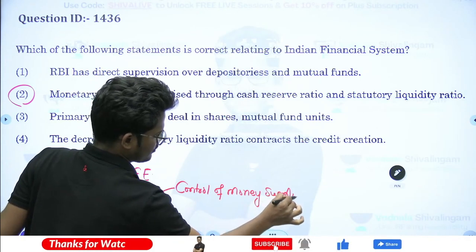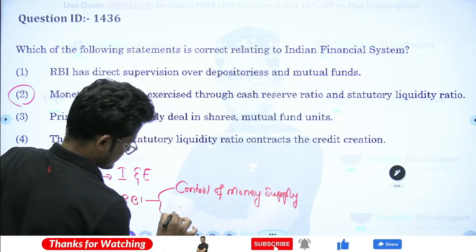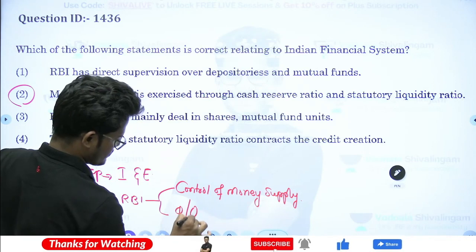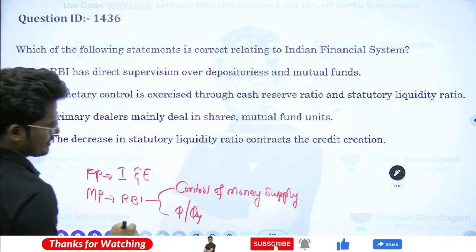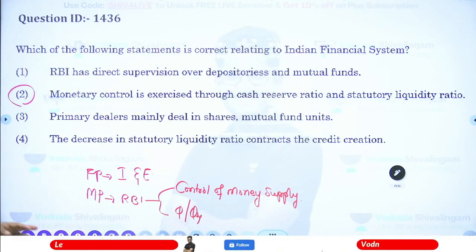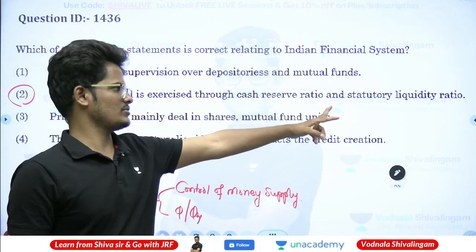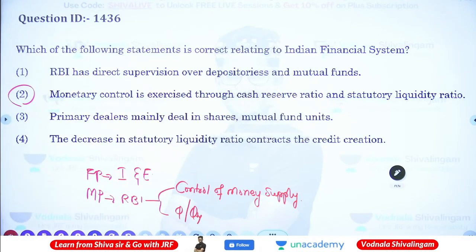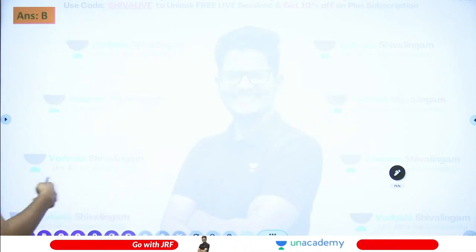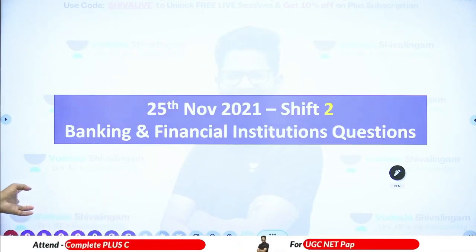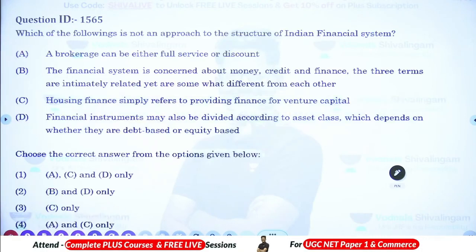For this control, they put 2 types of measures. One is qualitative, the second is quantitative measures. So money control is exercised through cash reserve ratio and statutory liquidity ratio. CRR and SLR are quantitative restrictions. Shift number 2 now. Question number 1.